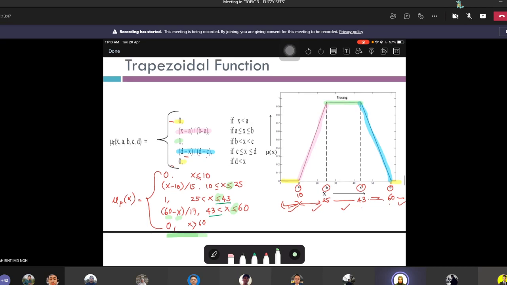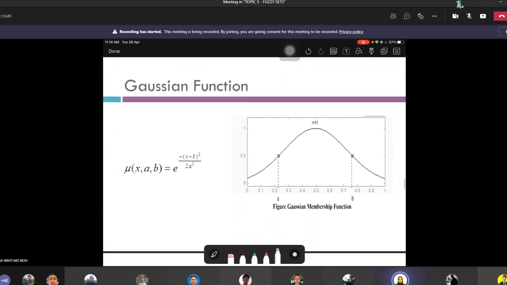Okay, alright. So that is trapezoidal function. And then kita ada Gaussian function. Gaussian function ni nampak macam sama macam graf tadi tetapi dia berbeza sikit sebab dia punya function adalah Gaussian. So dia pakai exponential function. Okay, E. So ada dua point yang dia kena identify which is where they get the A and B, A dengan B yang mana dia mencapai 0.5.